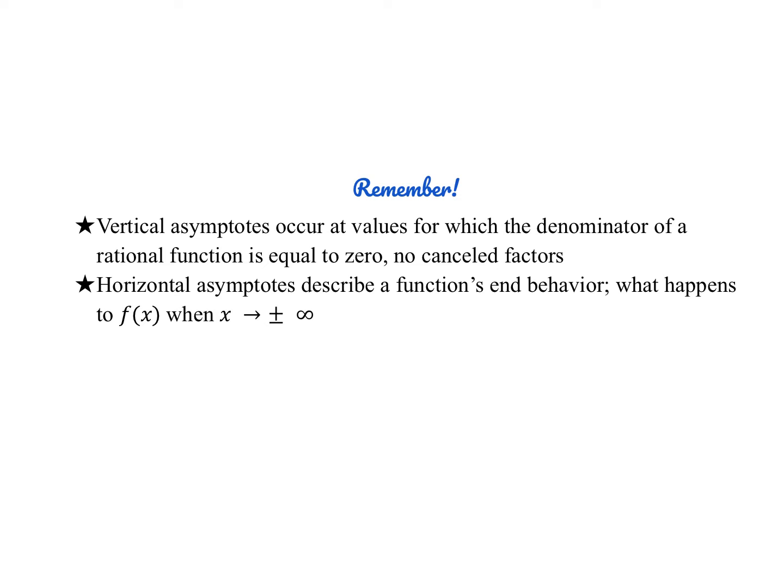So here is, again, just a quick recap of what we talked about in the warm-up. So how you can determine where vertical asymptotes occur, essentially values where the denominator of a rational function is equal to 0 with no canceled factors like we saw in part C. And horizontal asymptotes are just end behavior. So it's what's happening when x approaches positive or negative infinity.